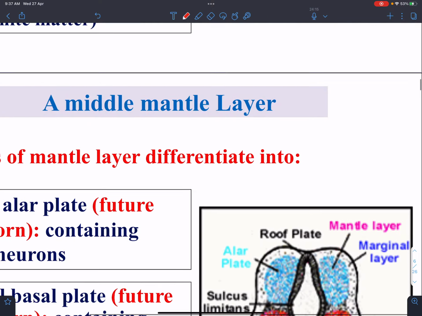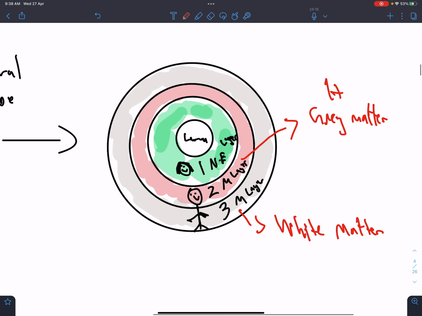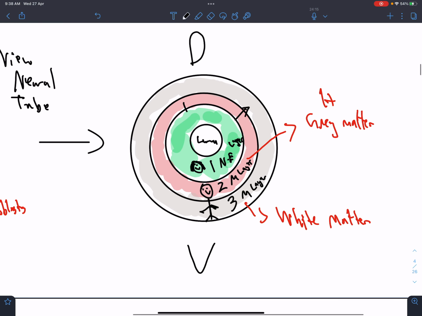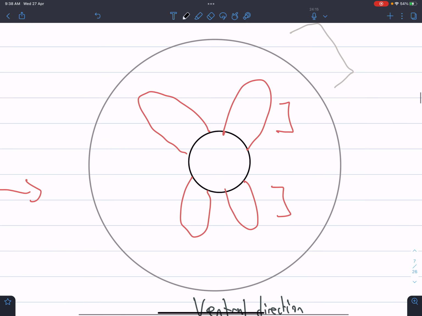All right, so basically, let me show you from previously. You see the mantle layer in the red color? Basically, they're going to proliferate from a dorsolateral direction. That is the dorsal direction, and this is the ventral direction, right? So it's going to proliferate in the dorsal lateral direction, and it's also going to proliferate in the ventral lateral direction. All right, and it's going to form these bunny ears, as you can see.